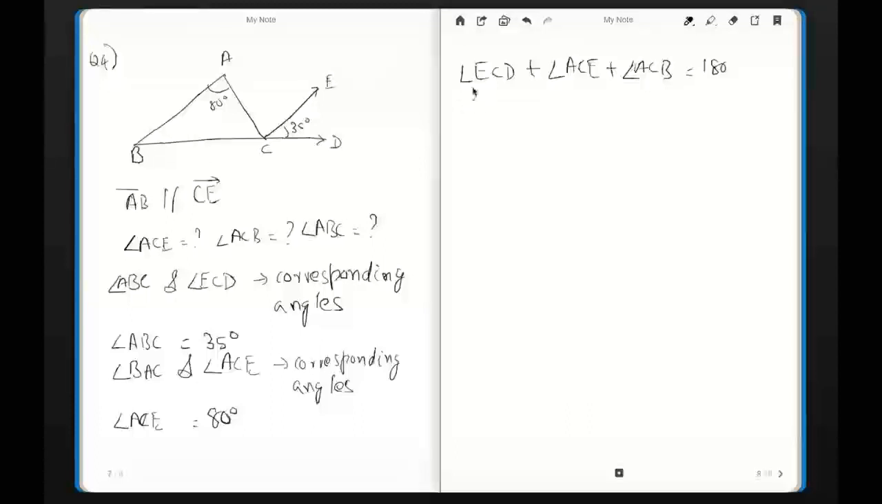So now what is ACD? ACD is 35 degree. What is ACE? ACE is 80 degree. That's what you found here, 80 degree, right? And plus angle ACB is equal to 180 degree. I can do transposition, and so I can say angle ACB is equal to 180 minus 115 degree, and that is equal to 65 degree, right? So angle ACB is 65 degree. So I've got angle ACB.